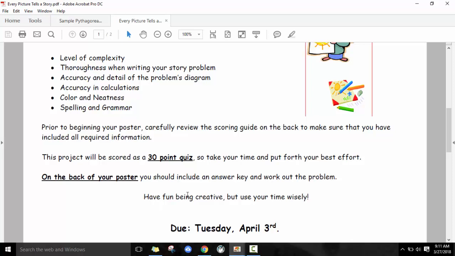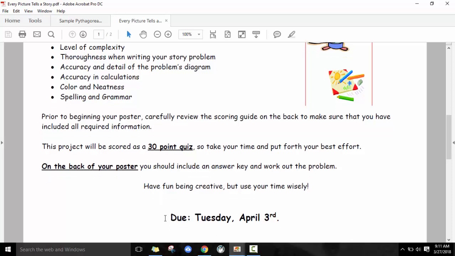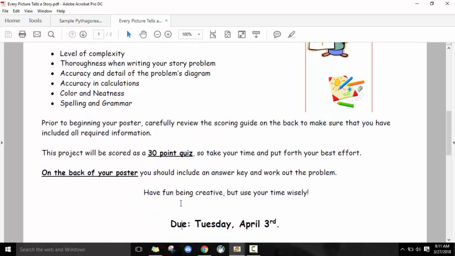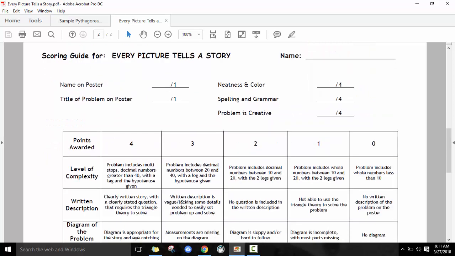Have fun, be creative, and use your time wisely. This is due Tuesday, April 3rd. So you have today in class to work on it. And then what you don't finish, you'll need to take home and make sure that you bring it back when you come back from break.